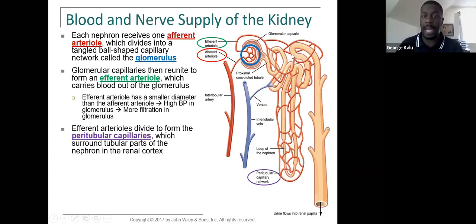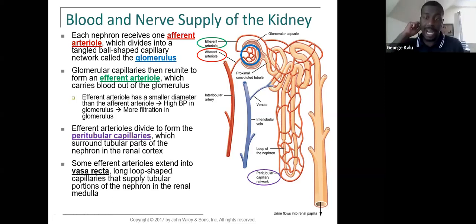These peritubular capillaries are going to wrap around the tubular portions of the nephron, specifically inside the renal cortex. Now, if there are any parts of the nephron that are located inside the renal medulla, then these efferent arterioles will branch into the vasa recta, and they basically do the same thing as the peritubular capillaries. Nothing special about it.